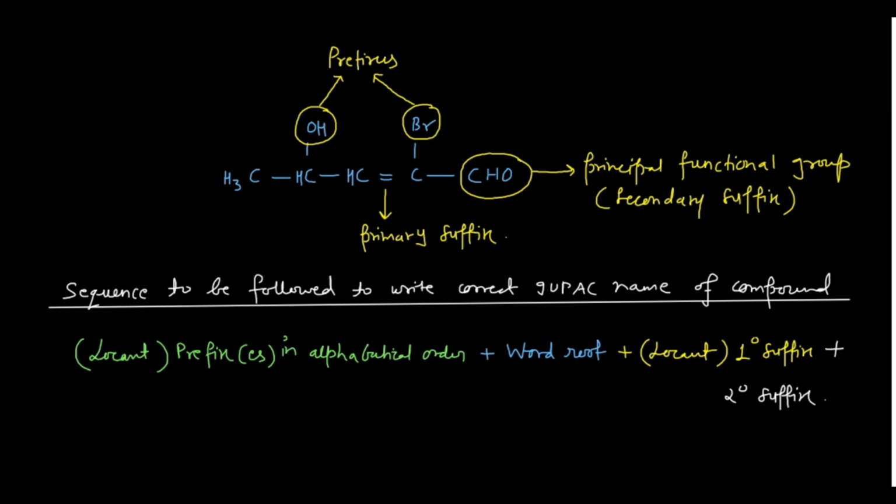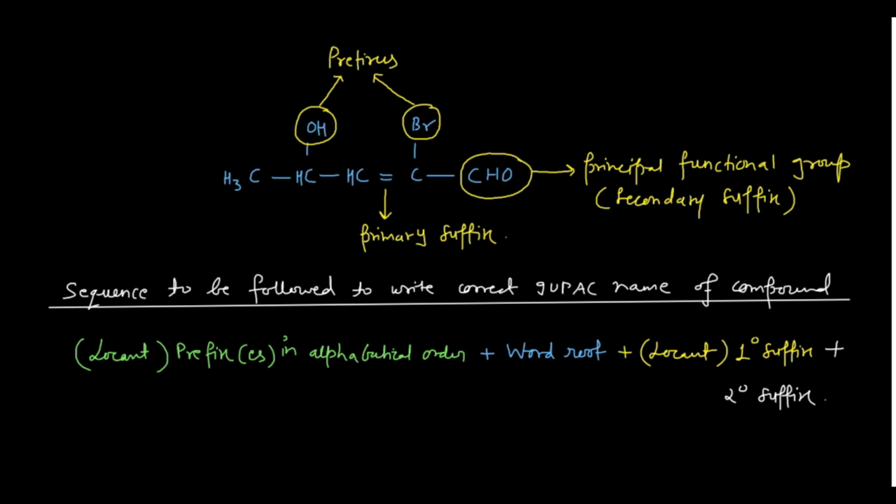And then after the completion of these prefixes, you will write the word root. Word root means the number of carbon atoms present in the main chain of the compound. Once you write the word root, then you will write the primary suffix. Primary suffix means the kind of bonding. See, it is very, very important when your compound has a double or triple bond. So immediately after this word root, you will write the primary suffix, and you will also write the locant of this primary suffix, that means on which carbon this double bond is going to start, okay?